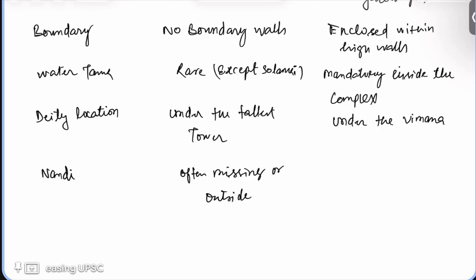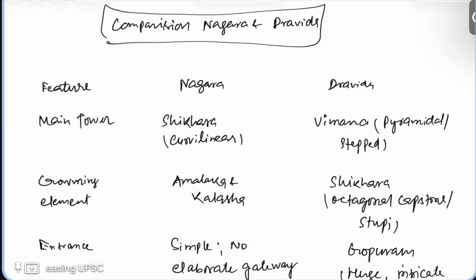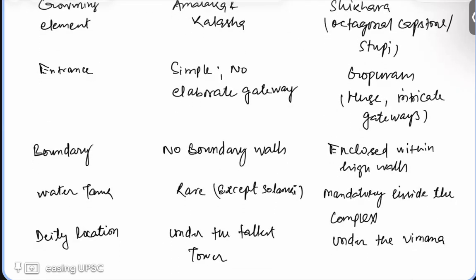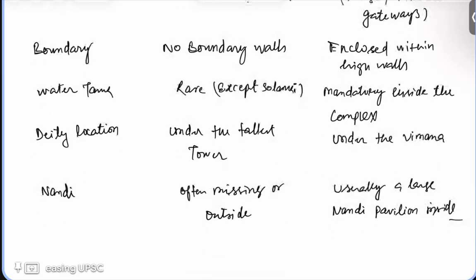In Dravida, usually a large Nandi pavilion inside. A classic example is the Rameshwaram temple. So this is the comparison between Nagara and Dravida. If anything comes to you, this can definitely be used in mains also, not only in prelims.